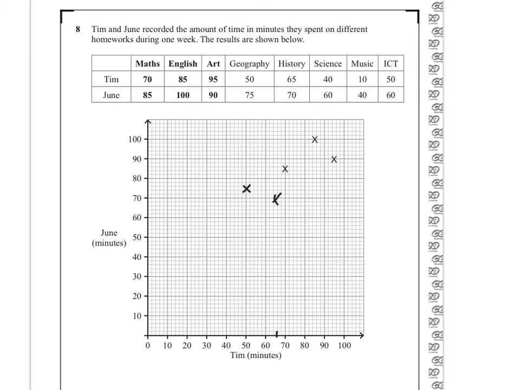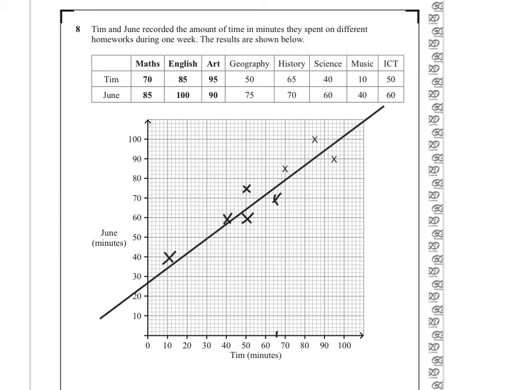Science, which is at 40 and 60. Music, which is at 10 and 40. And ICT, which is at 50, 60. If you're doing this in an exam, please remember to use a pencil. If you make a mistake, you can rub it out.